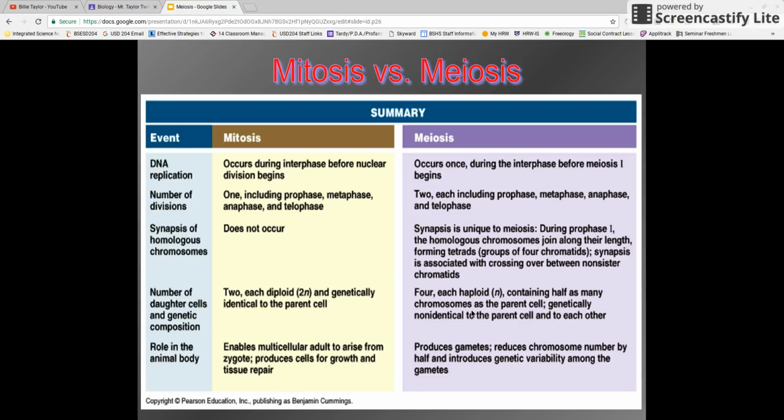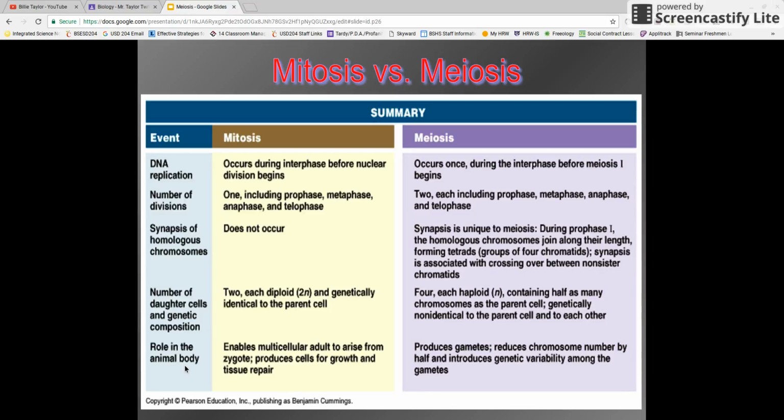So they're not genetically identical to the parent or each other. Also, what role does mitosis play versus meiosis play in an animal body? Well, mitosis enables the multicellular adult to arise from a zygote. It produces cells for growth and tissue repair. Now, meiosis produces gametes, the sex cells.